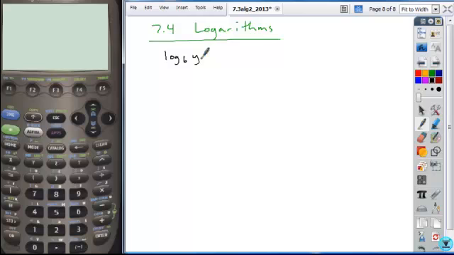So this is how it's described. This is called log base b of y. And the way that this relates is if we were to say that that expression is equal to x, it is the inverse of the exponential expression b to the x is equal to y. And so these are inverses.